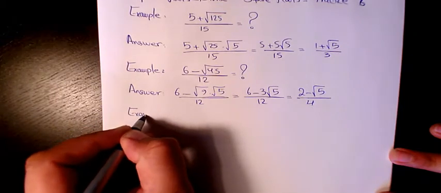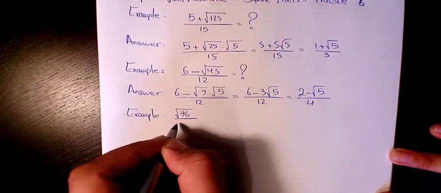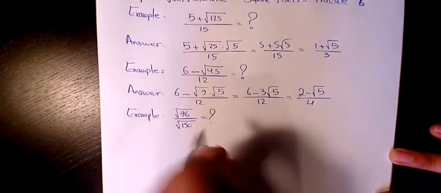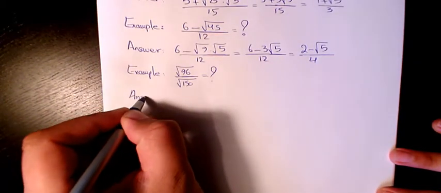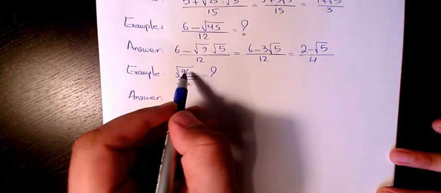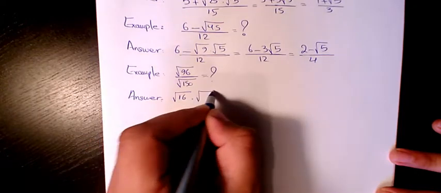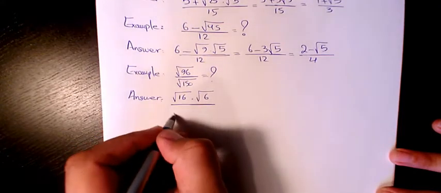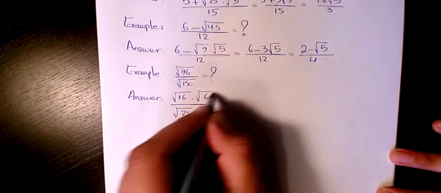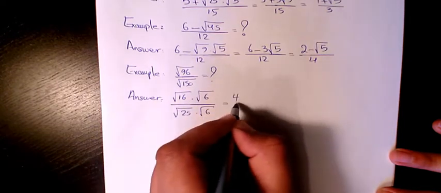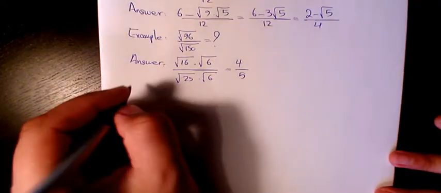Next example is root 96 divided by root 150. Answer is 96 is 16 times 6. So root 16 times root 6. 150 is 25 times 6. So root 25 times root 6. These two cancel out. Root 16 is 4. Root 25 is 5. So the answer is 4 over 5.